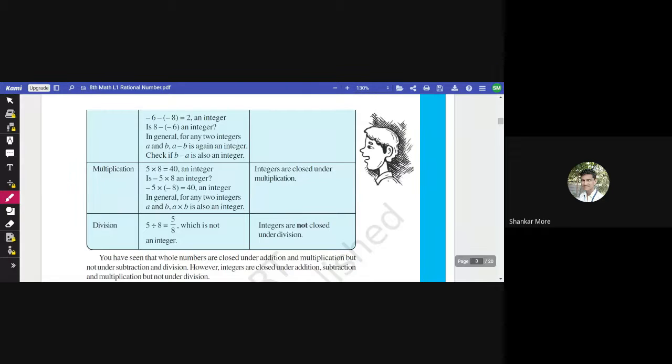Now for multiplication, similarly, take any two integers, multiply them, and check the result. So I take two integers, let us suppose -20 and -3. Okay, so multiply them. What is the result? -20 is my first number, and I will multiply this with -3. What is the result, students? Tell me.